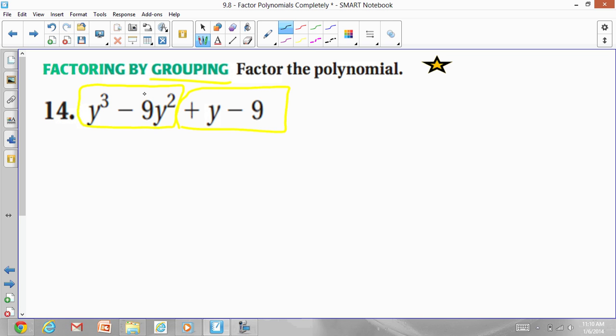So if I group the first two, I'm looking at y cubed and y squared, and I have y squared that I could pull out. So y squared is my common factor. So the rest goes inside. So I already have a y squared. I need one more y to give me my y cubed.